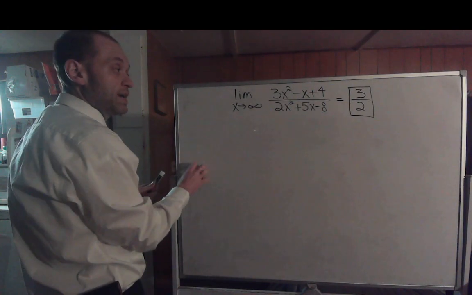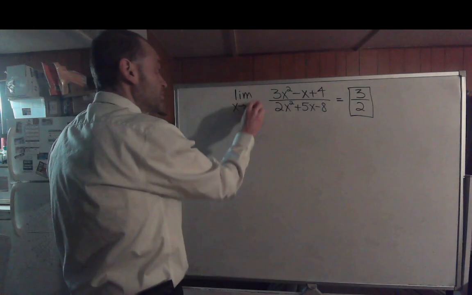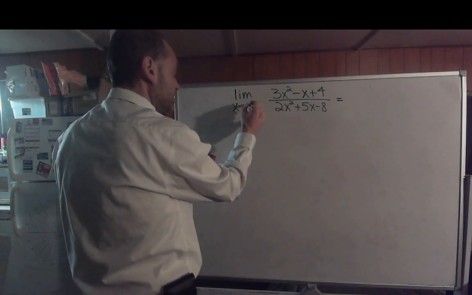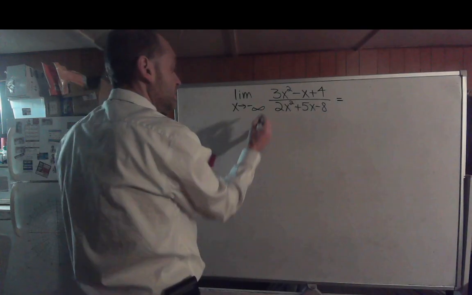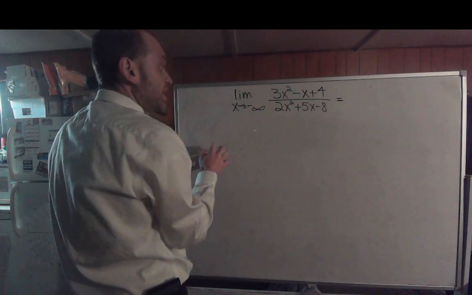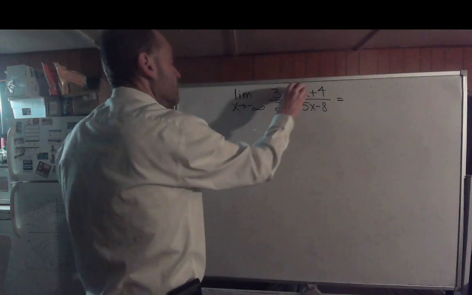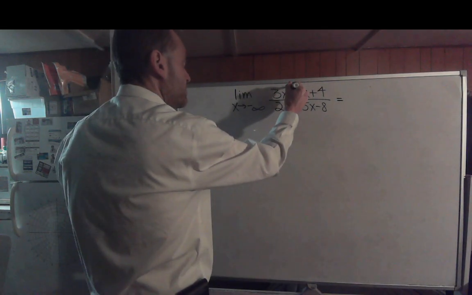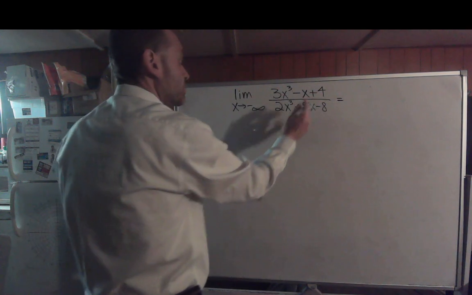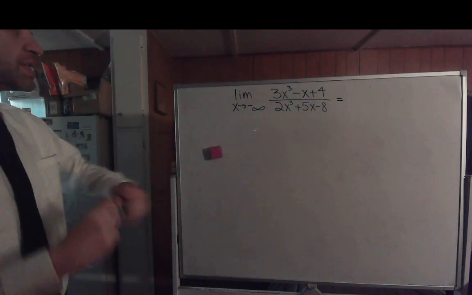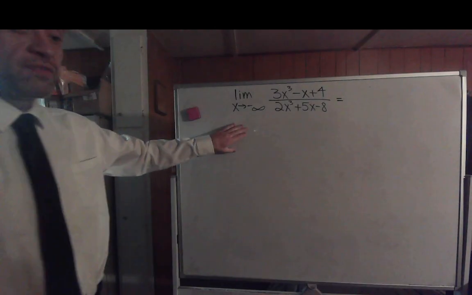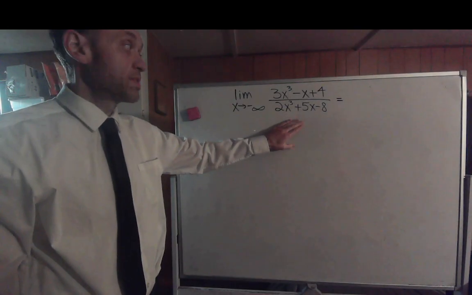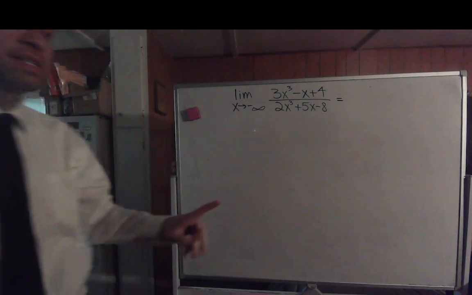It would give you 3/2. Now, let's say we take x to negative infinity. This time, let's take the limit as x approaches negative infinity. In fact, let me up the ante here. What if I made the power on each leading term the third power? So let's take the limit as x approaches negative infinity of 3x to the third minus x plus 4 over 2x to the third plus 5x minus 8.